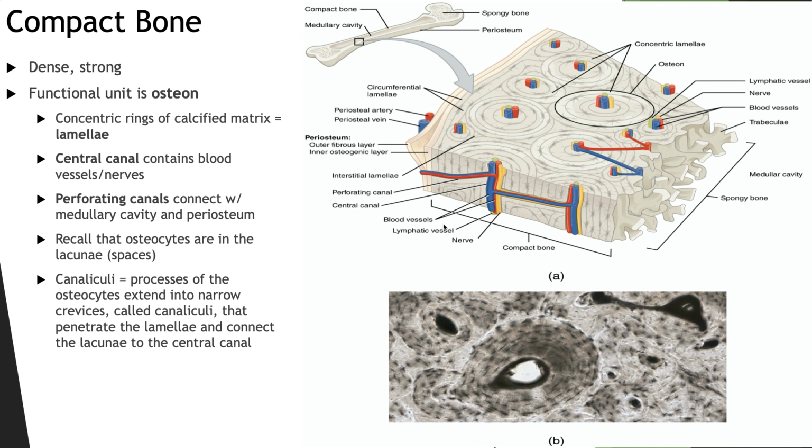You also have lacunae, which are open spaces that trap mature bone cells, often called osteocytes. Osteocytes cannot divide, and therefore each lacuna contains only one osteocyte. You also have the canaliculi, which are processes of the osteocytes that extend into narrow crevices called canaliculi that penetrate the lamellae and connect the lacunae to the central canal.